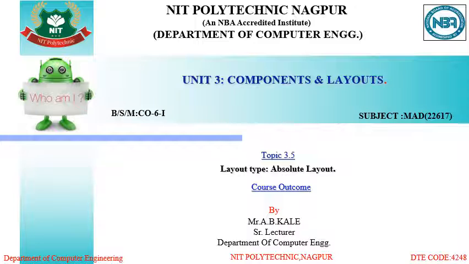We are in the third unit, that is components and layouts, in which we are studying the different layout structures, about how to design our activity for an Android application. Today's layout structure is absolute layout.